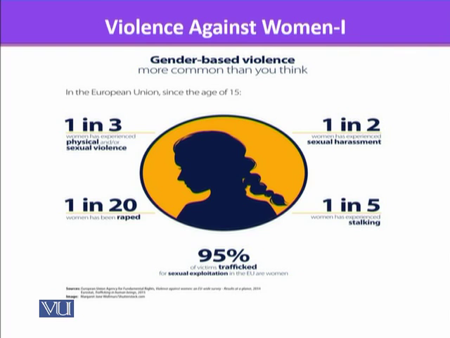If you look at these 2014 figures in the European Union, for women aged 15 plus, 1 in 3 women have experienced physical or sexual violence, 1 in 20 have been raped, 1 in 2 have experienced sexual harassment, and 1 in 5 have experienced stalking. And 95% of the trafficked persons in the EU are women. So this is the case even in advanced countries, what to say of countries like ours in Pakistan, India, and other countries.